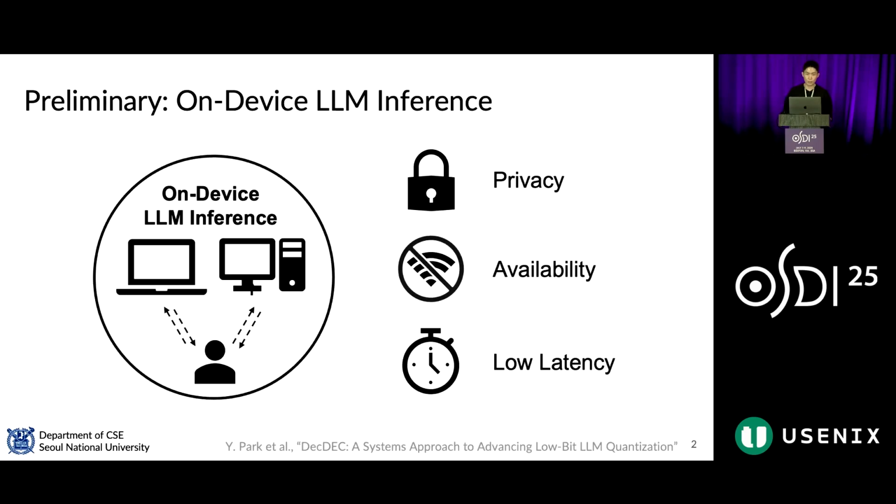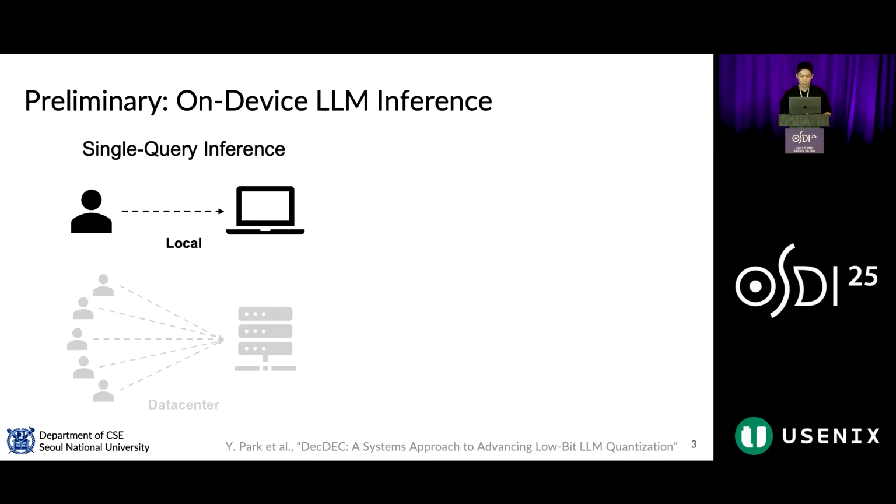Running LLMs on personal devices such as desktops or laptops offers several advantages. It ensures privacy, it does not need an internet connection, and provides low latency. One important characteristic of on-device LLM inference is that it is typically single-query processing. In most on-device scenarios, the system handles only one query from one user at a time. This is fundamentally different from data center settings, where multiple queries from many users are processed together in batches.